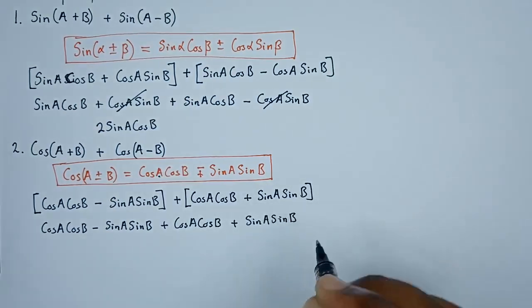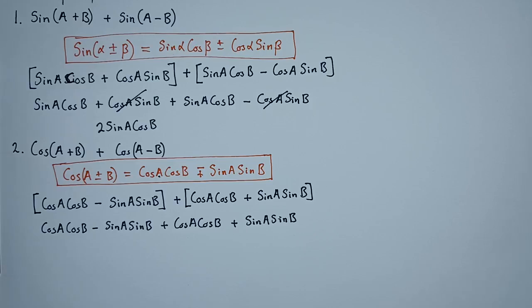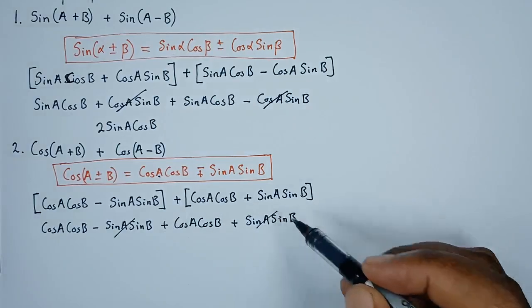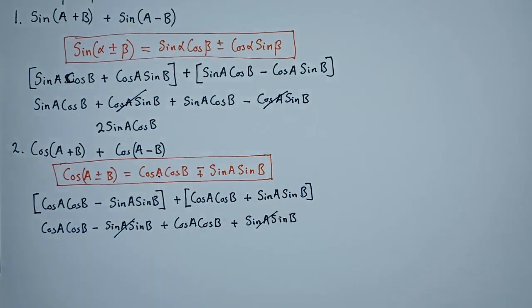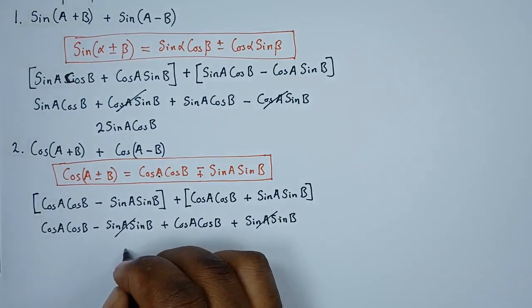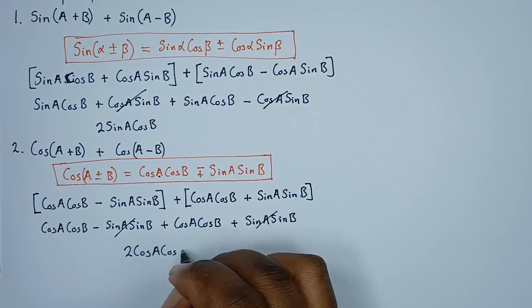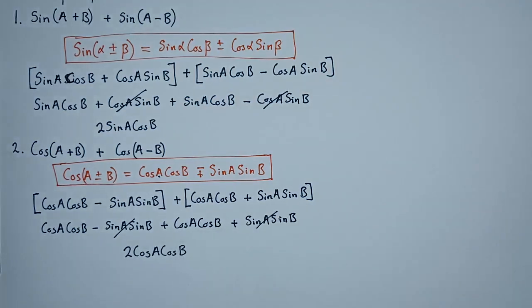So do we have anything that can cancel out? Yes, this can cancel out with this because both of them are the same, and then one is positive, one is negative. So this one leaves us with these two, and if we put them together, this simplifies to 2 cos A cos B. So that's what we get. So that's it. Thank you very much.